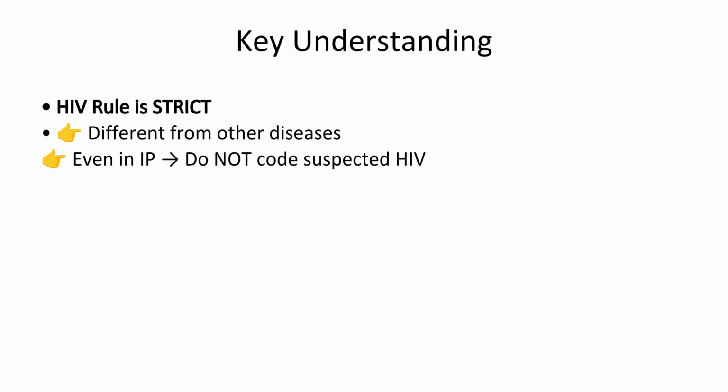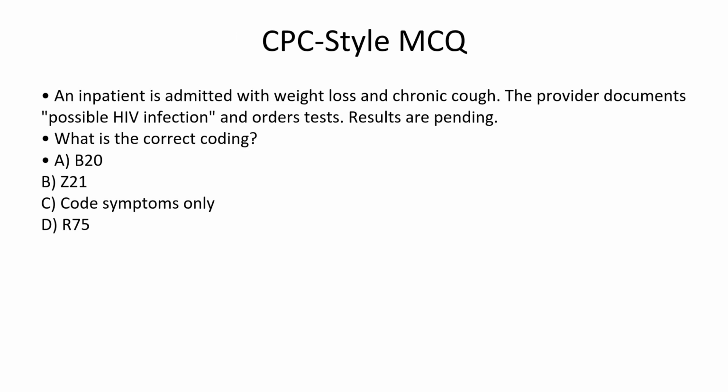This rule is very important because it is different from general inpatient coding guidelines. Normally, in inpatient settings, we can code suspected or probable conditions, but HIV is an exception. Even in inpatient cases, we should not code suspected HIV. Only confirmed HIV cases should be coded. In this case, even though the patient is admitted as inpatient, the diagnosis is still only possible HIV, not confirmed. HIV follows a strict rule. Only confirmed cases are coded, even in inpatient settings.